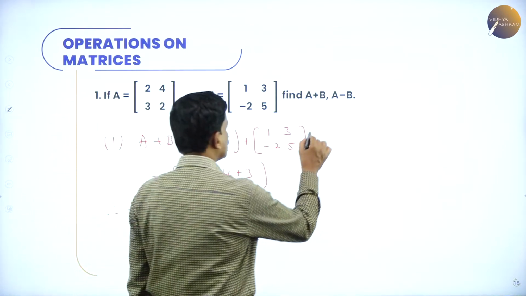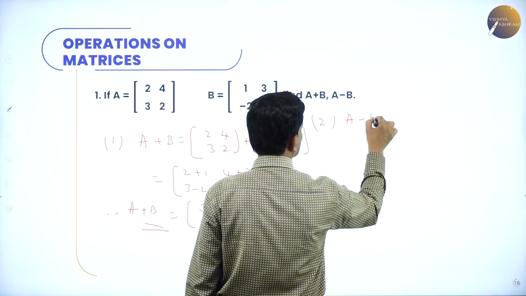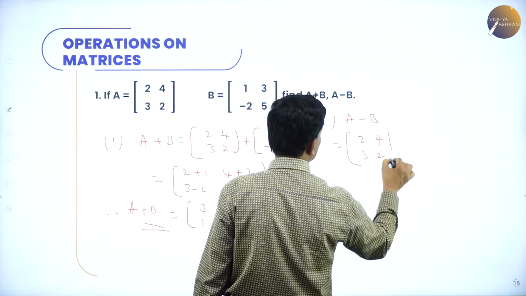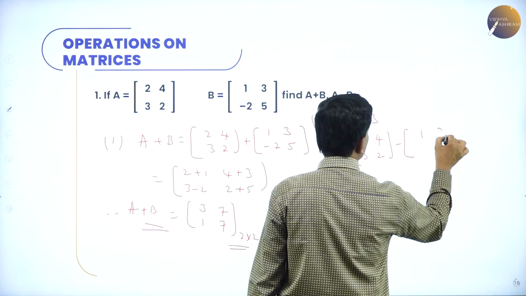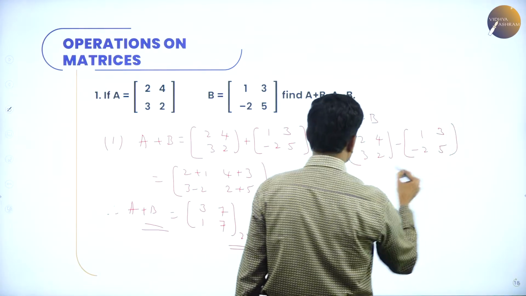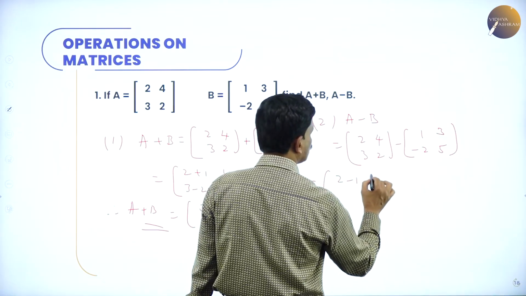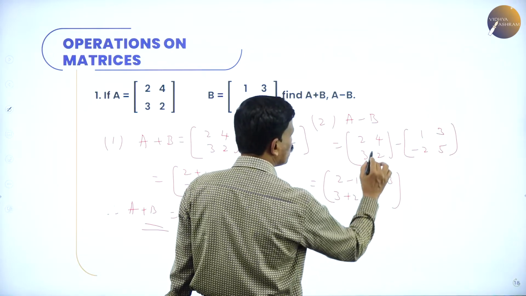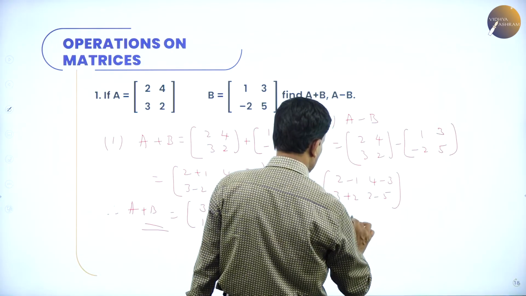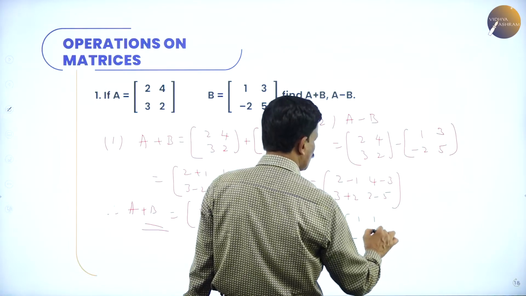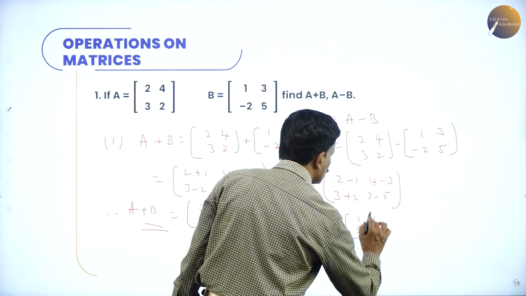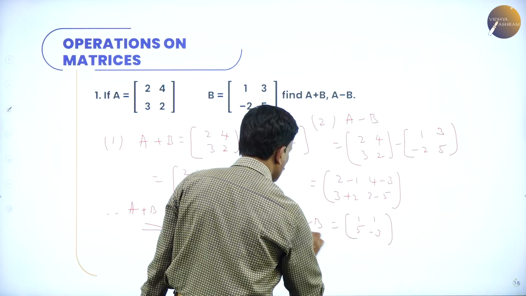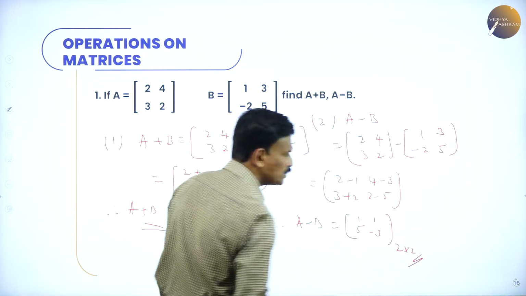Right. Now let us come to the second part. Second one is A minus B. What is A? A is equal to 2, 4, 3, 2 minus B, 1, 3, minus 2 and 5. Subtract this. 2 minus 1, 4 minus 3, again 3, minus into minus it is plus, 2 minus 5. So what is this equal to? 2 minus 1 is 1, 4 minus 3 is 1, 3 plus 2 is 5, 2 minus 5 is minus 3. This is A minus B and this is also of order 2 rows 2 columns.